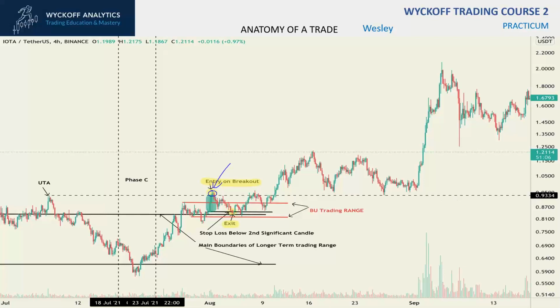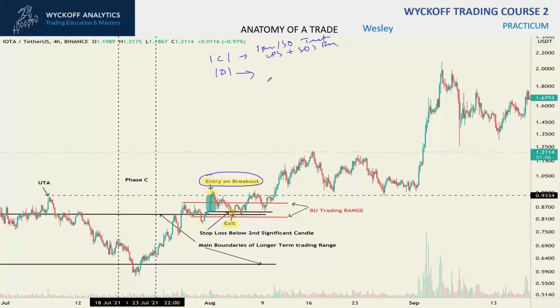Yeah, this is most definitely not the best entry on the breakout. So usually our entries are going to be, let's say, phase C entries, phase D entries. So phase C entries are going to be springs, shakeouts, tests, or last point of support plus a sign of strength bar.